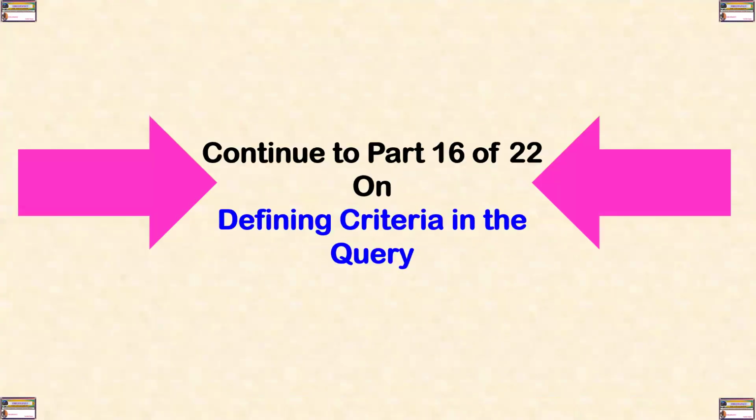And with that, my dear students and the rest of the learners, we have come to the end of part 15 of the series. We can now continue to part 16 of the 22-part series, in which we are going to learn how you define the criteria in the query that you have selected either using design view or using wizard or any other way of creating queries.